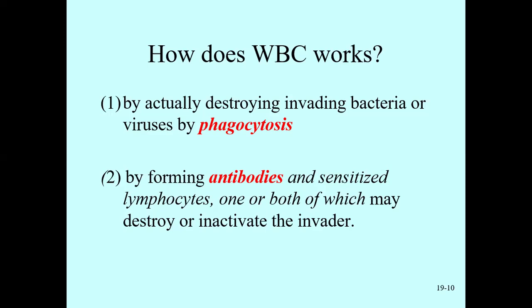How do the WBC work? Actually, these WBC destroy the invading bacteria or viruses through a specific process known as phagocytosis, which simply means cell eating. They also form antibodies and sensitized lymphocytes, one or both of which may destroy or inactivate the invader, which may be a bacteria, a virus, or another foreign substance.